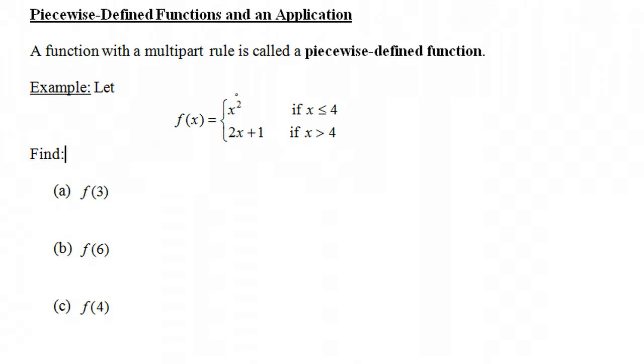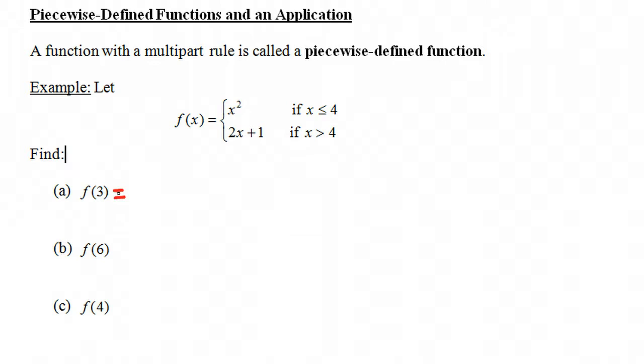It has one formula, x squared, if x is less than or equal to 4, and it has another formula, 2x plus 1, if x is greater than 4. So if x is less than or equal to 4, or if x is greater than 4, that's referring to the input of the function, okay, not the output.